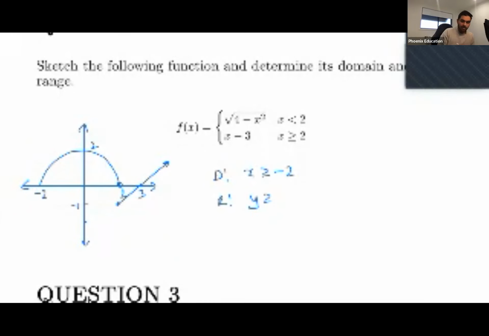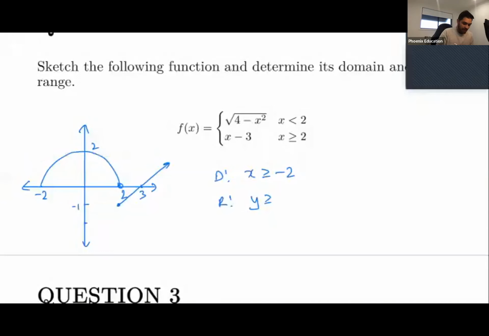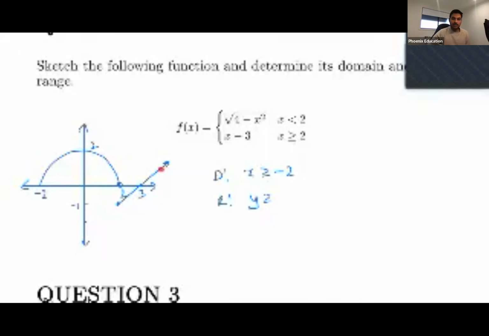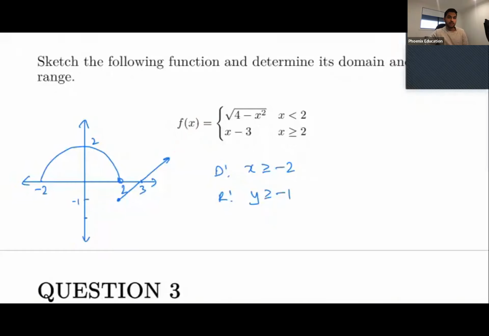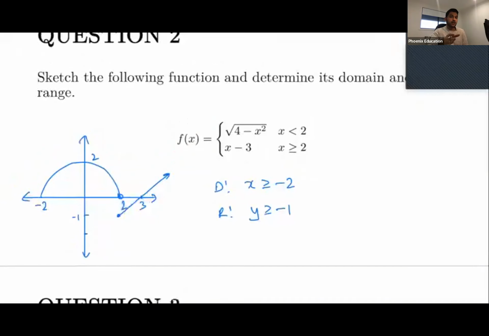This semicircle does stop at 2, but this line will continue on forever. So we won't be able to put a lid on this graph because the line continues on forever. So it's just going to be y is greater than or equal to -1. Okay. Let me pause here for a second. If you do have any questions, just note them down, so that when we get to the mid-session break, you can ask them then.